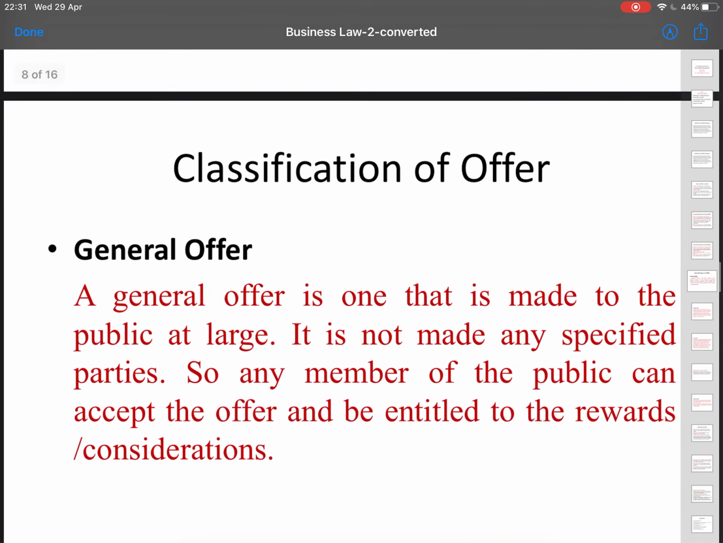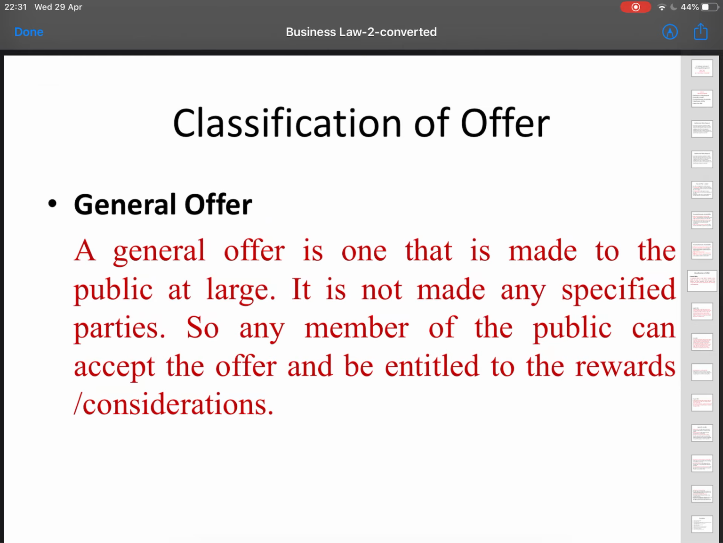Now the next topic is classification of offer. The offer can be classified into 5 categories. The first category is general offer. A general offer is one that is made to the public at large. It is not made to any specified or specific person or persons. So, any member of the public can accept the offer and be entitled to the reward or consideration.